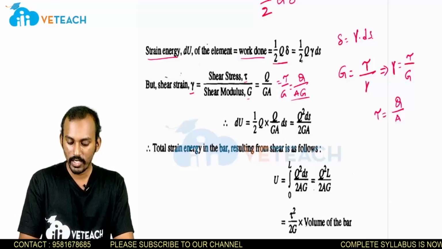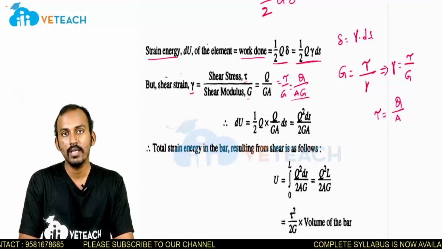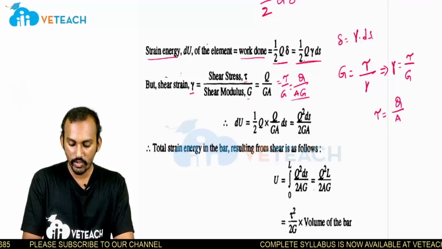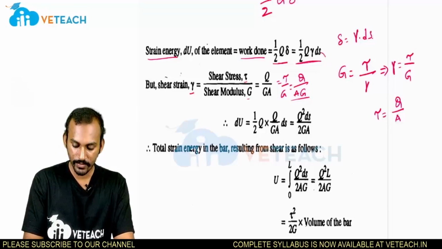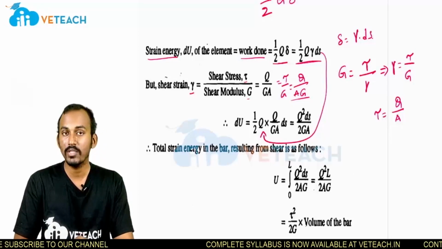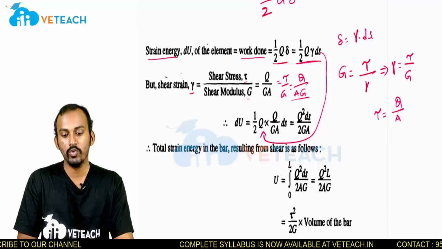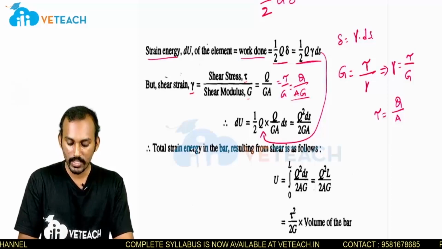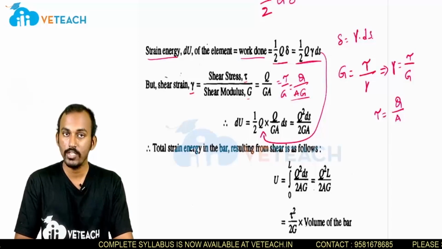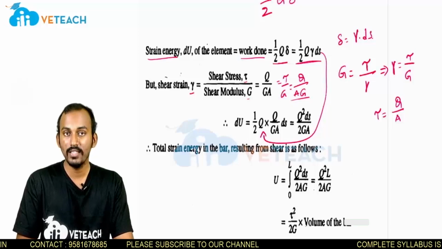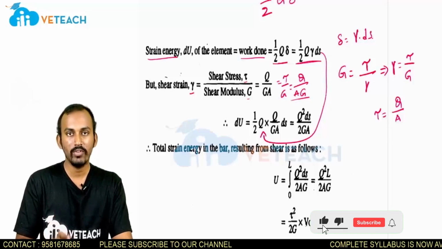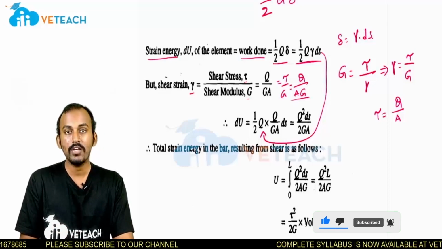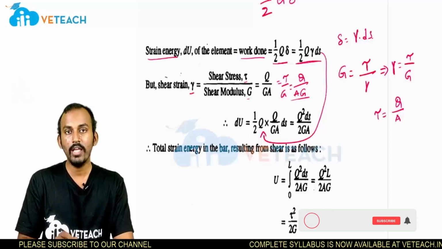In the equation half into Q into gamma into ds, we have to substitute the gamma value as Q by AG. This is the same equation, I am just substituting the gamma value. So half into Q into Q by AG into ds is equal to Q square into ds by 2AG. So this much strain energy is stored by the small element we considered.